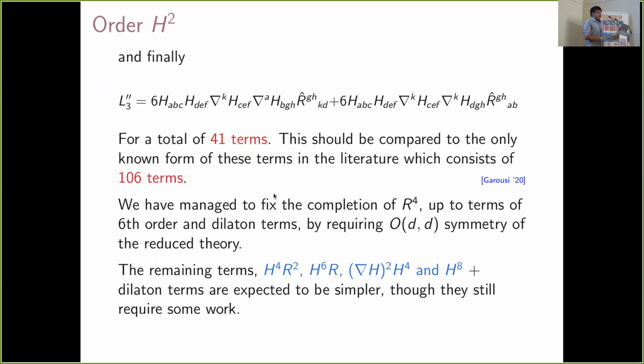So what have we done? Well, we managed to fix the completion of R to the 4th up to terms of 6th order and dilaton terms by requiring O(D,D) symmetry of the reduced theory. The remaining terms to fix are these types. So there's H to the 4th R squared, H to the 6 R, DH squared H to the 4th, and H to the 8th plus dilaton terms. They're expected to be somewhat simpler, but they still require some work to fix them.